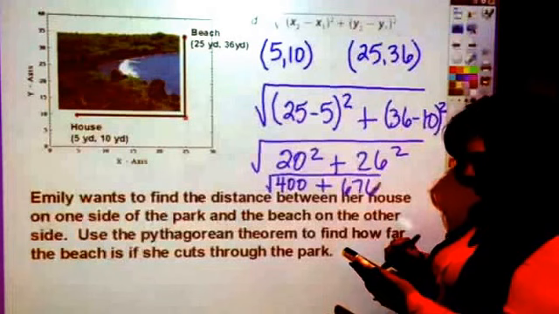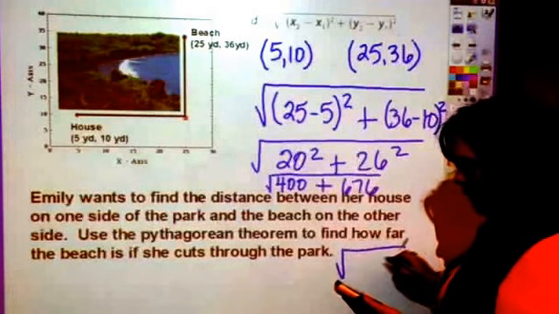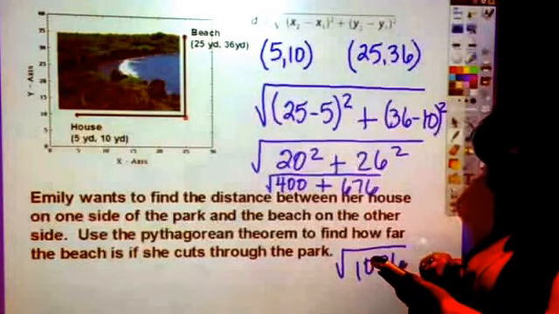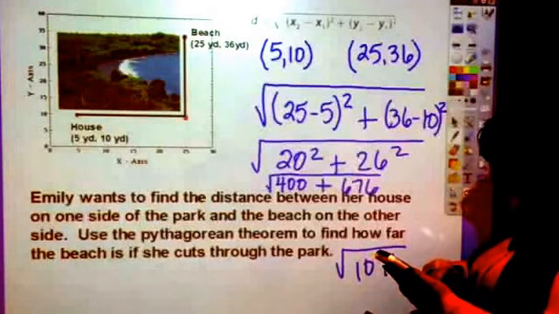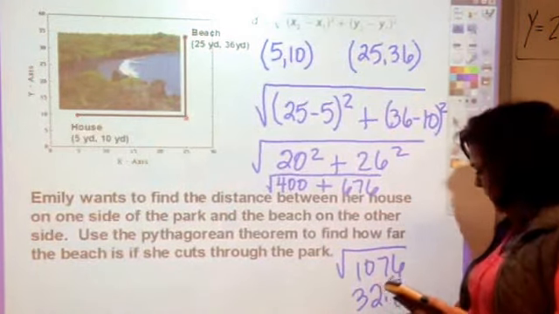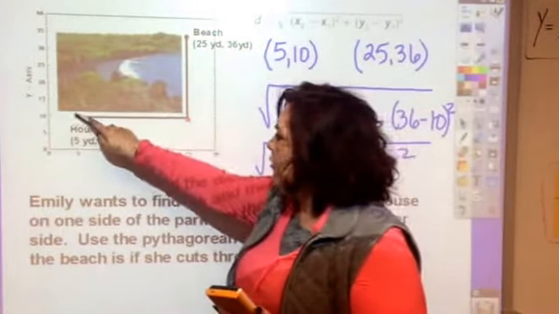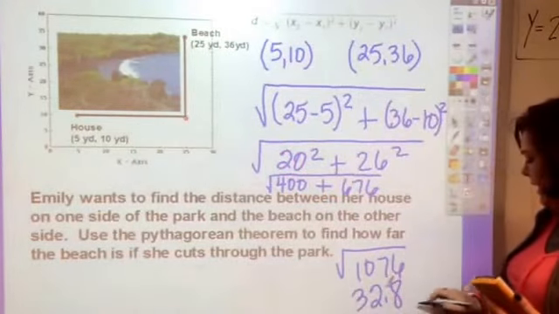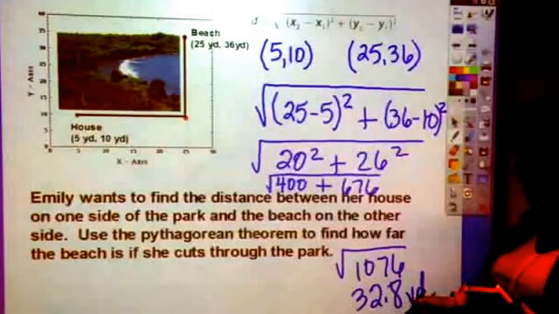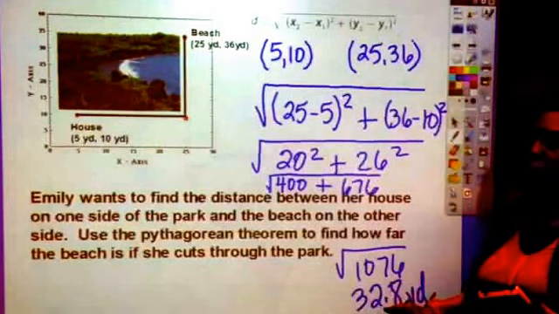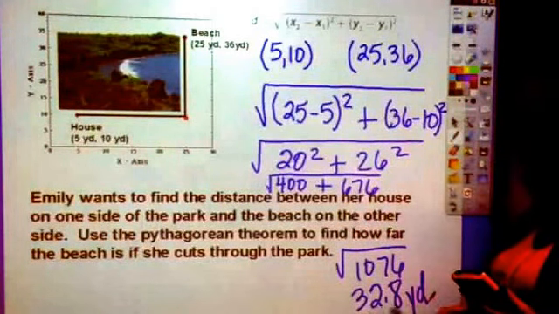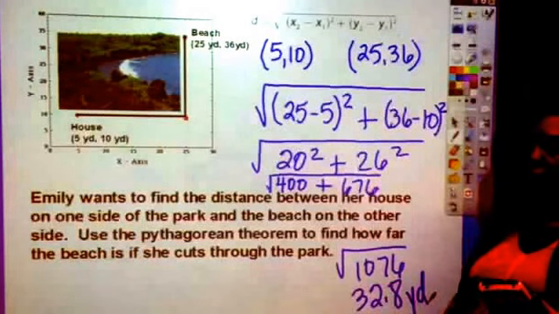And I'm going to add these together. 400 plus 676 is the square root of 1076, and I'm going to use my calculator to do the square root of 1076 equals 32.8. And so the distance across here is 32.8 yards. And it'll usually tell you what to round to. This is round to the tenth. If I rounded it to the whole number, it'd be 33 yards. And 33 yards would be what you would think of. You wouldn't say 32.8 yards. You'd say it's 33 yards away.